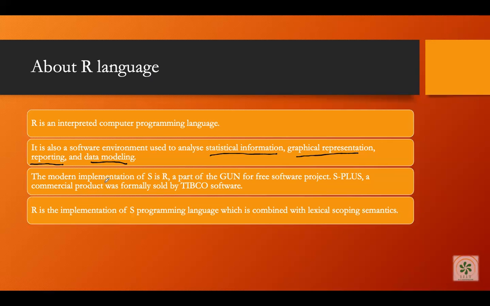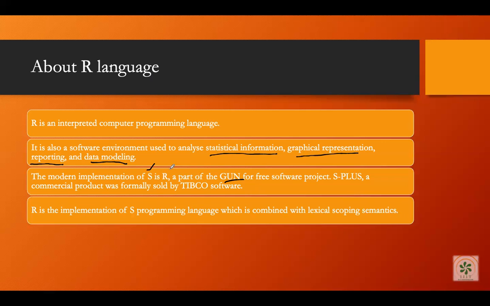The modern implementation of S is R. Previously, there was a programming language called S, and enhancement or modification was done on S, and the R language was created. Now, this R language is a part of the GNU free software project. So GNU is a general use operating system, and this is a part of this free project right now.